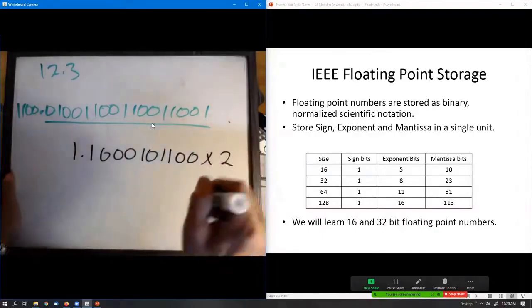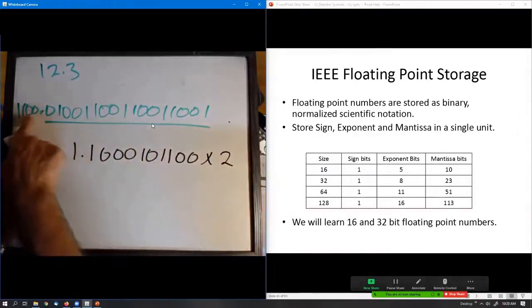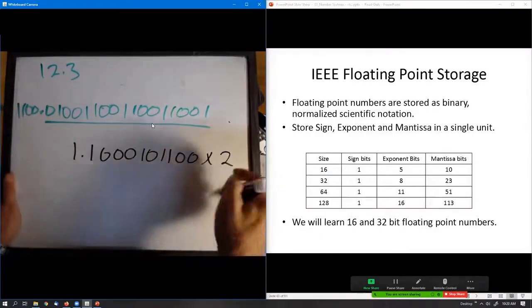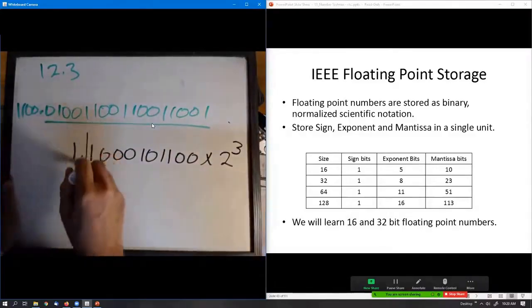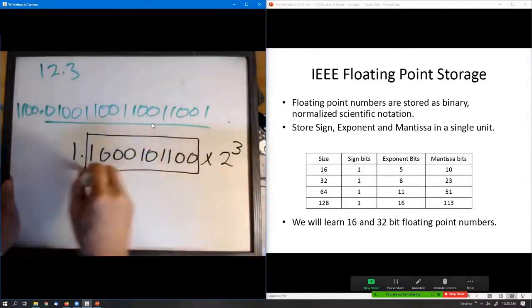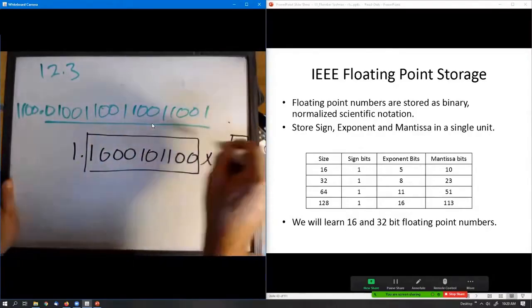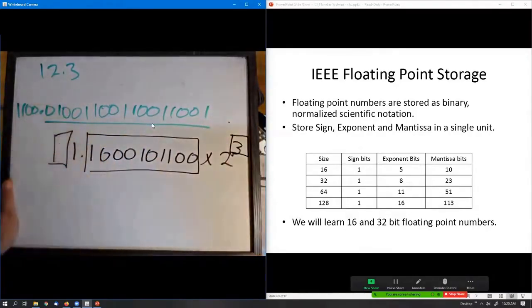Times 2 to the, where do we move that? 1, 2, 3. We made that smaller, so this needs to get bigger. So that's 2 to the 3rd. So that's how we're going to write that. So what do we need to store? We need to store this number, we need to store this number, and we need to store the sign. So those are the three things that we need to store for our IEEE floating point numbers.